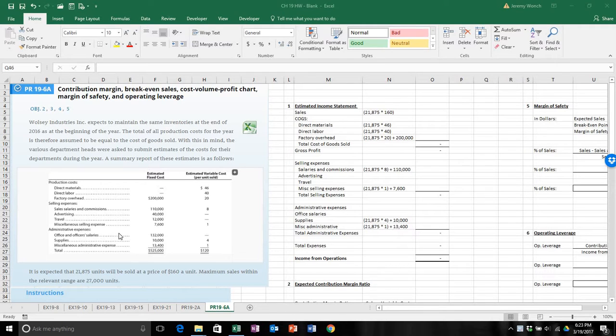All right, last problem, problem 196A. In this problem, we have Woolsey Industries. It tells us that it expects to maintain the same beginning and ending inventories. So that makes it a little bit easier. We don't have to do a few less calculations that way.